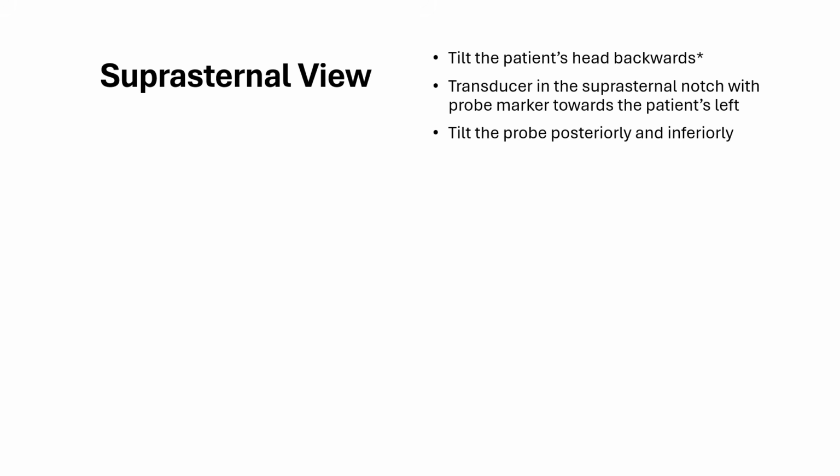So finally, let's discuss the suprasternal view. If not contraindicated, you can place a small pillow under the patient's shoulders to facilitate head extension. You can also ask the patient to turn their head slightly to the side. You place the transducer in the suprasternal notch with the probe marker towards the patient's left. You may need to tilt the probe posteriorly and inferiorly in order to optimize the image and improve visualization.